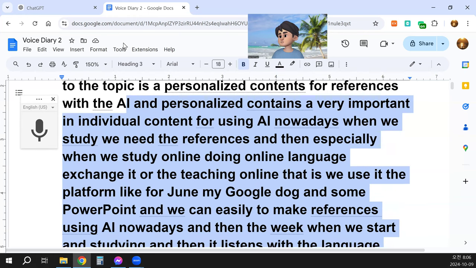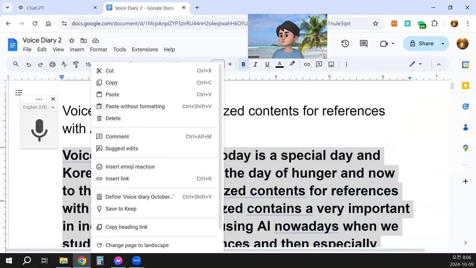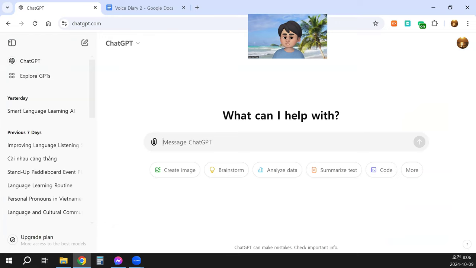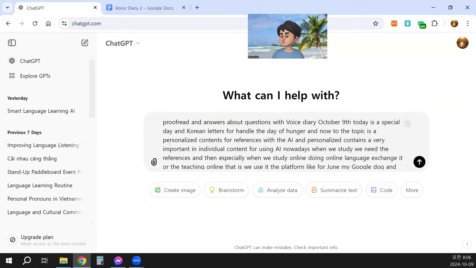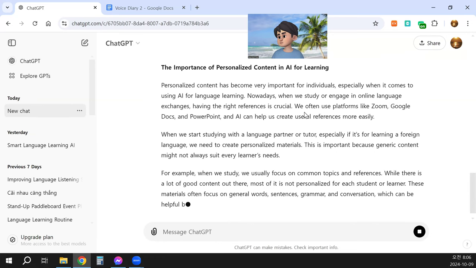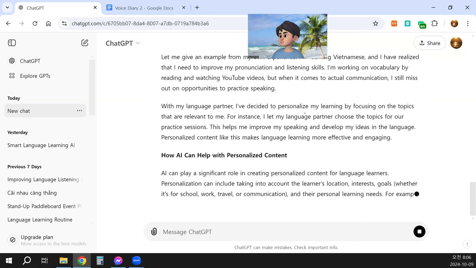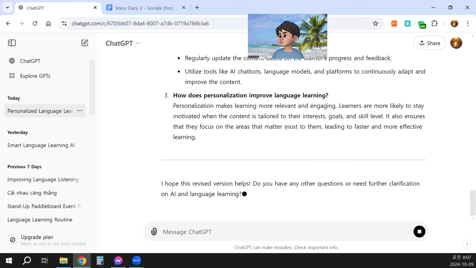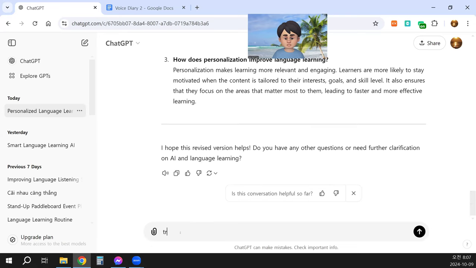I'm very successful because I talk about my ideas about personalized contents for reference to the AI, and then after that I can get some good contents with some prompt engineering. Here one thing is I can translate it into the target language, and I read it with some strategy very quickly. AI gives some proofreading and good contents, and I can get this meaningful method with AI. After that, I can get my target language.